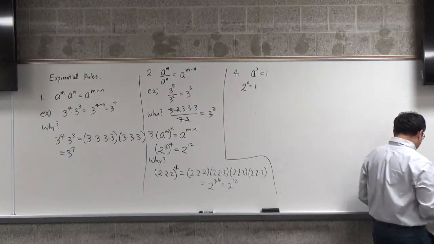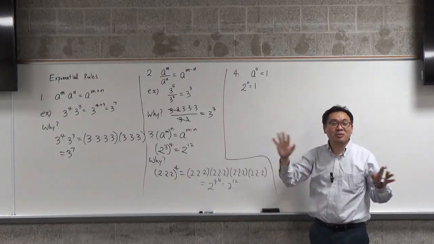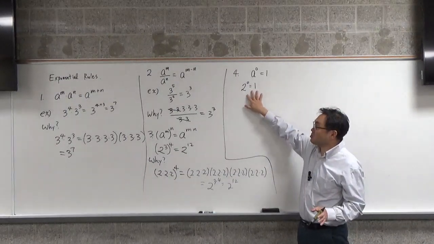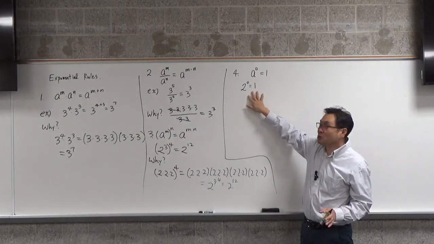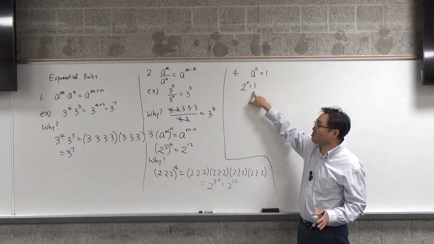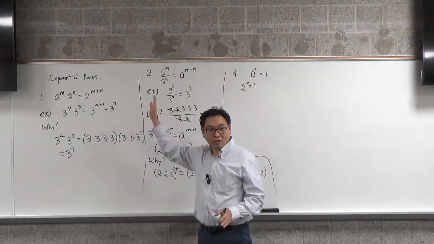But this is when mathematicians actually had to make an agreement. Mathematicians agree that we should make this 1, and the reason is we want to define this in such a way that all the rules here would still work.